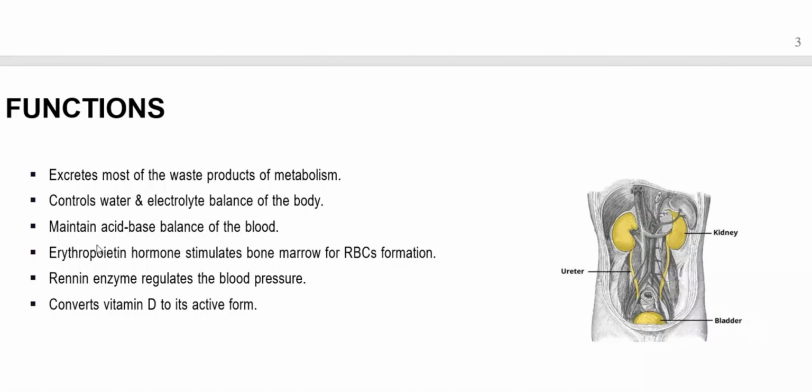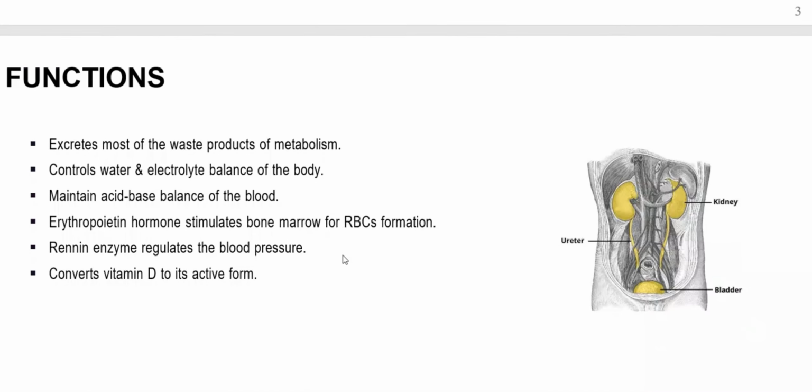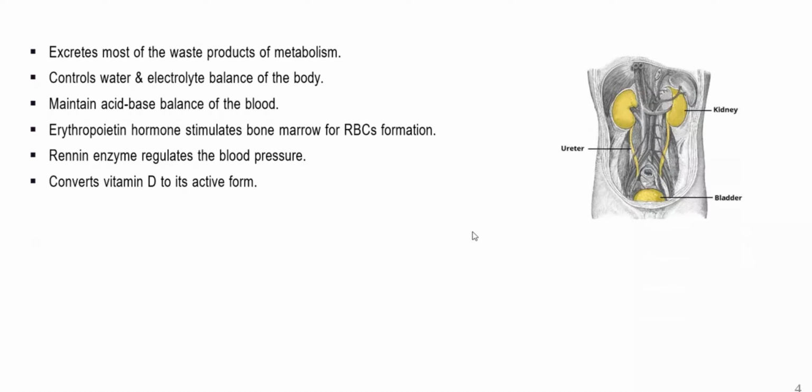Number four, a very important point: the erythropoietin hormone, which stimulates the bone marrow for the formation of RBC, is called the erythropoiesis process. Number five, renin is an enzyme which regulates blood pressure through the long-term mechanism, and the kidney also converts vitamin D to its active form. So these are the structures of the kidney, ureters and urinary bladder.